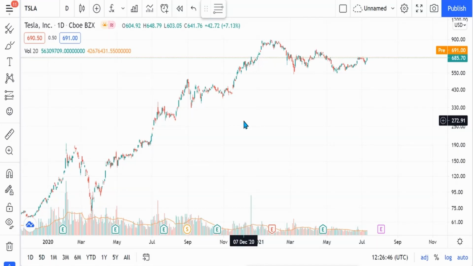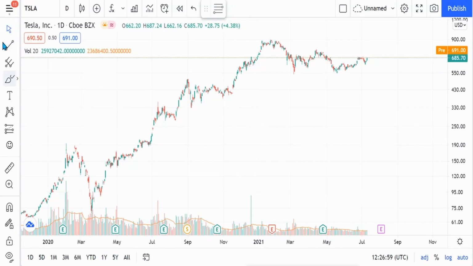Okay, so if you look at the chart, it has been moving on an upward trend for a very long time. And recently it retraces. And if you look at this retracement, you can identify a pattern in it. So let me try to draw the pattern line for you to see it clearly.